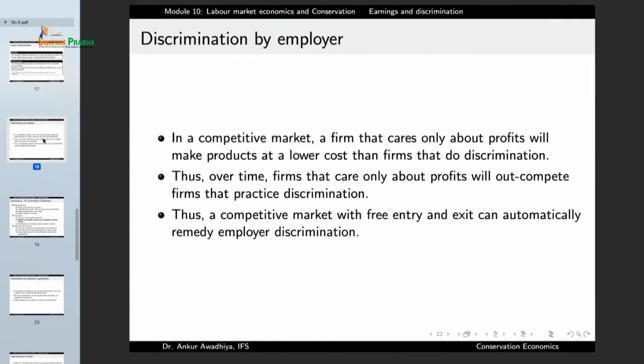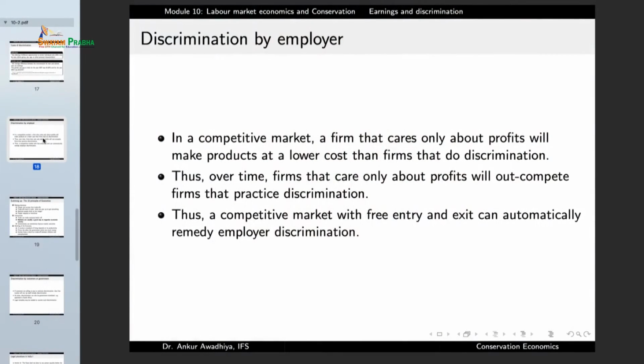Now, a free market in certain cases is able to solve the problem of discrimination by itself. Now, how is a free market able to solve this problem? In a competitive market, a firm that cares only about profits will make products at a lower cost than firms that do discrimination. Because the firms that are doing discrimination might at times be hiring workers with lesser abilities or who are putting up lesser effort because they have this criterion of the person belonging to the same community as one of the criteria of hiring the people.